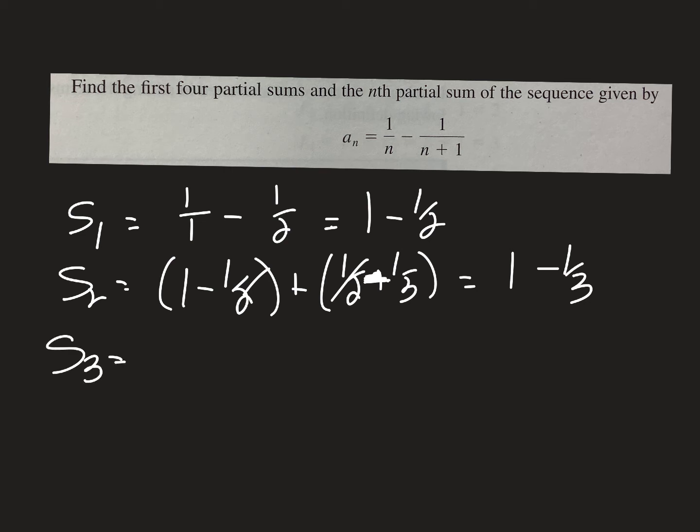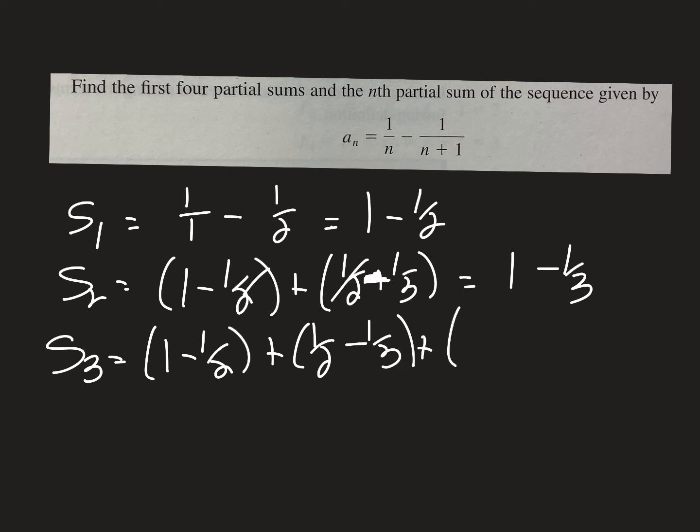The sum of the first three would be the sum of the first two, which is 1 minus 1/2 plus 1/2 minus 1/3, plus the third one, which should be 1/3 minus 1/4. Now watch what happens here. The 1/2s cancel, the 1/3s cancel. It gives me 1 minus 1/4. I think we're seeing a pattern here.